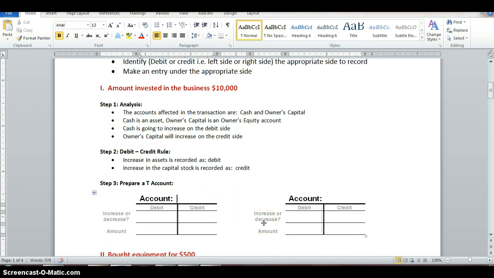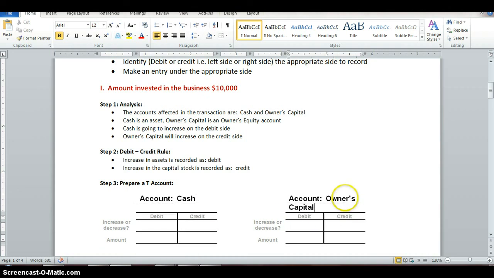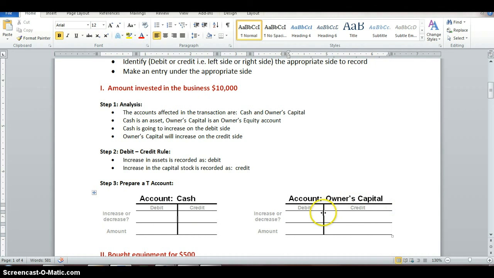So we have our cash and our owner's capital. You could call it owner's capital, you could call it capital stock. As long as you know that it's an owner's equity type of an account. And so our cash being an asset account is going to increase on the debit side, decrease on the credit side. Owner's capital is going to decrease on the debit, increase on our credit. And then we put in our amount. So 10,000 here and 10,000 here.